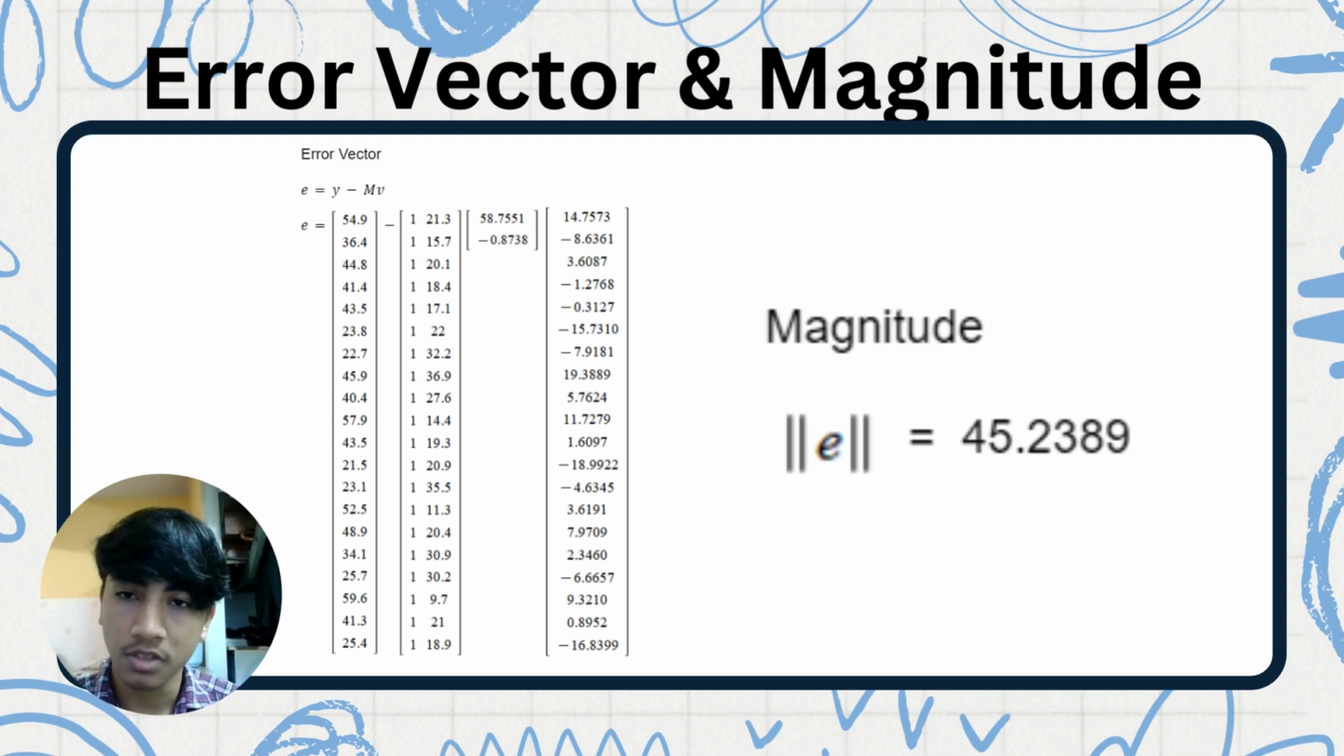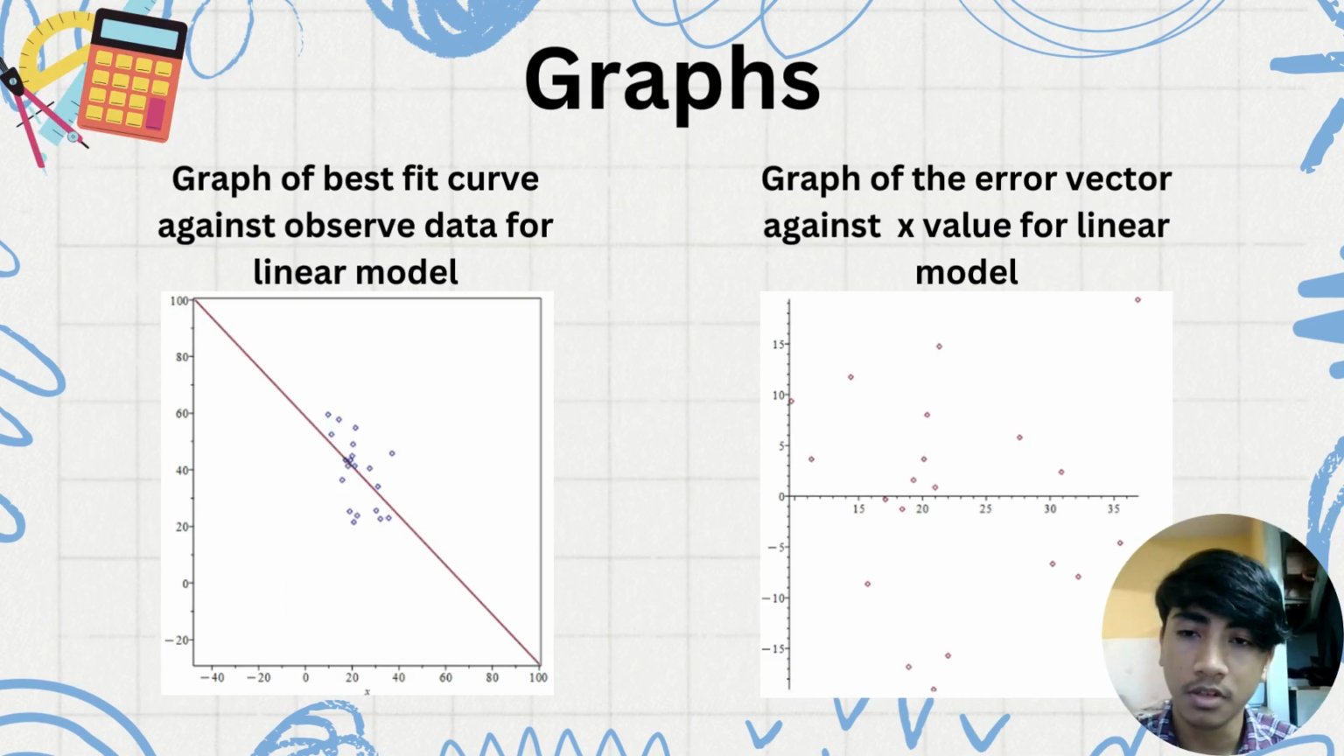The error vector equation is E equals y minus m multiplied with the least squares solution, which is A and B. Our answer for the magnitude of the error vector is 45.2389. We can see two graphs for the linear model. The first graph is the best fit curve against the observed data for the linear model. The second graph is the error vector against x value for the linear model.